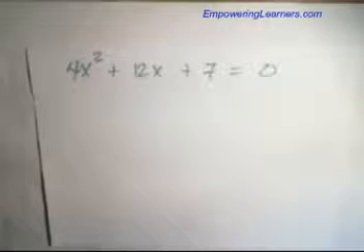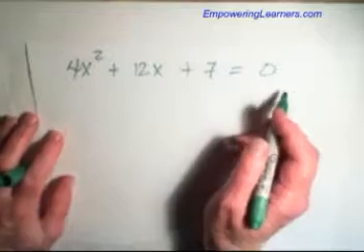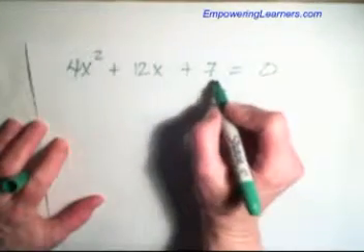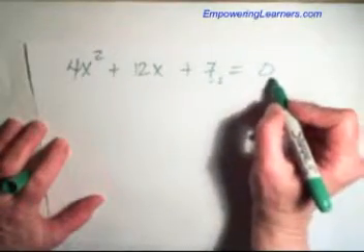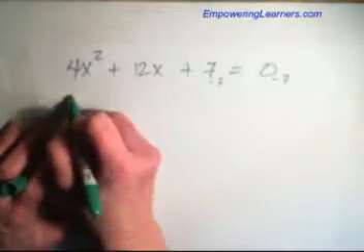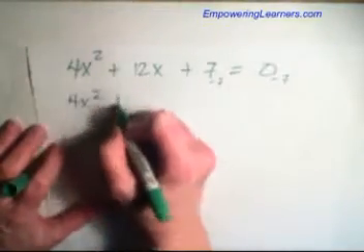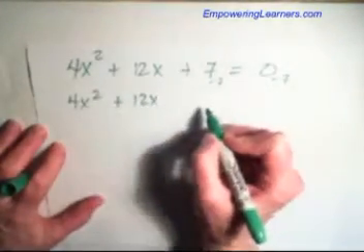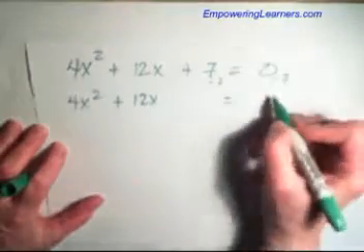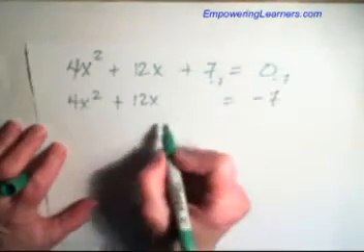Here's an example, or a reminder really, of how to solve a quadratic by completing the square. So here's our sample equation, right? And the first thing we really want to do is get the 7 to the other side. So now this becomes 4x squared plus 12x, right, equals -7. And I left some space.